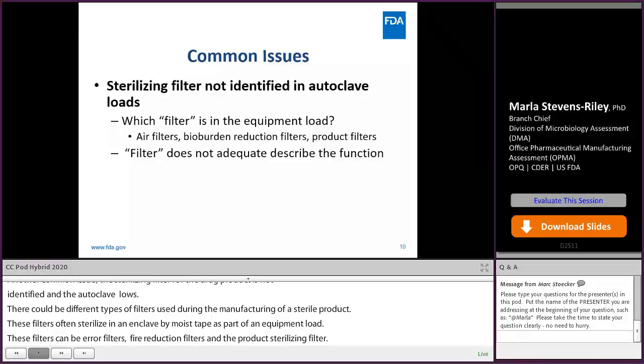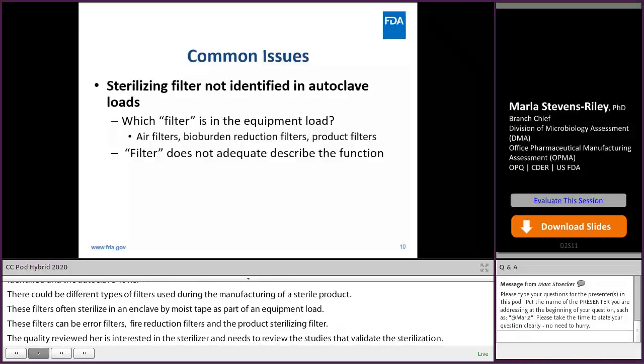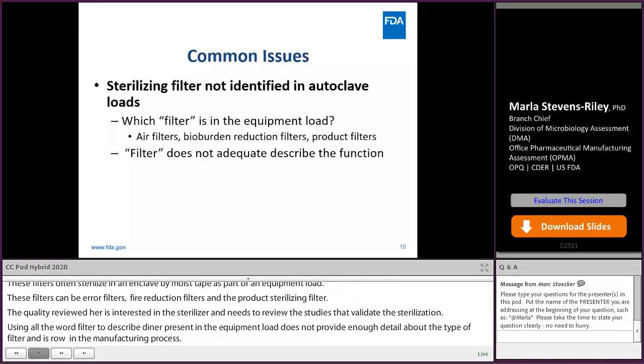Using only the word filter to describe an item present in an equipment load does not provide enough detail about the type of filter and its role in the manufacturing process. The reviewer cannot assume that an item called filter in an equipment load is the drug product sterilizing filter. Filters in equipment loads should be identified with sufficient details to determine their function.